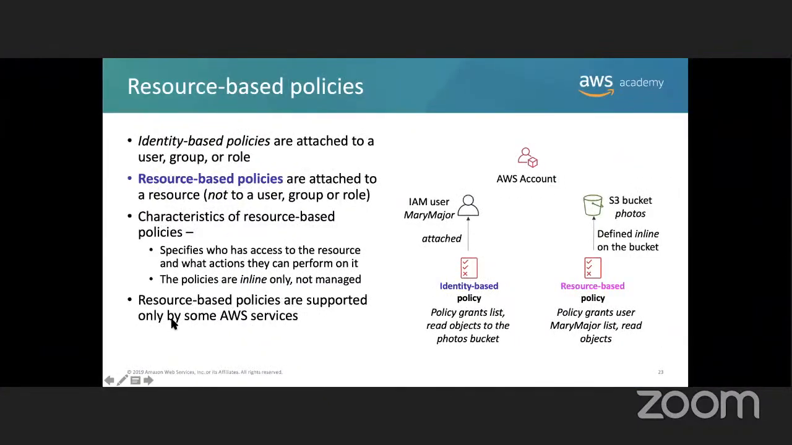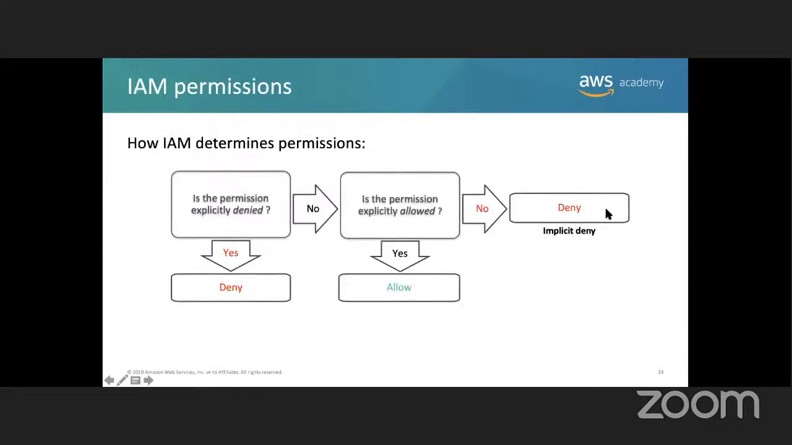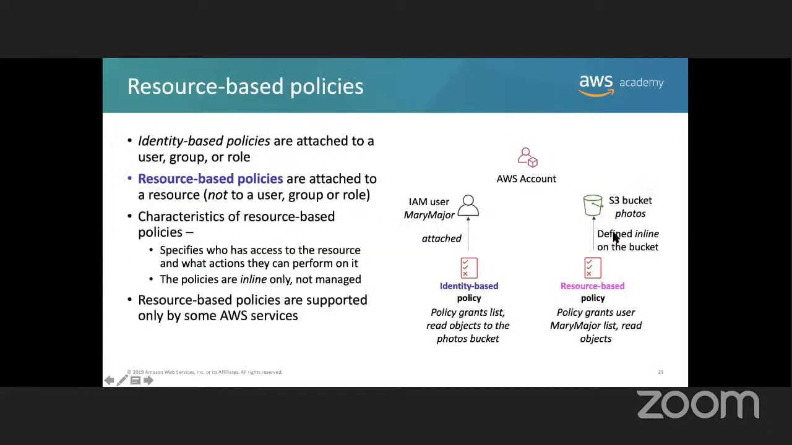Resource-based policies are supported only by some AWS services, okay? So we have here an identity-based policy. We have IAM user Mary Major with an attached identity policy, and the policy grants list and read objects to the photos bucket. Then we have a resource-based policy on the S3 bucket photos, defined inline on the bucket. You have an inline bucket policy that says grant user Mary Major list and read objects.